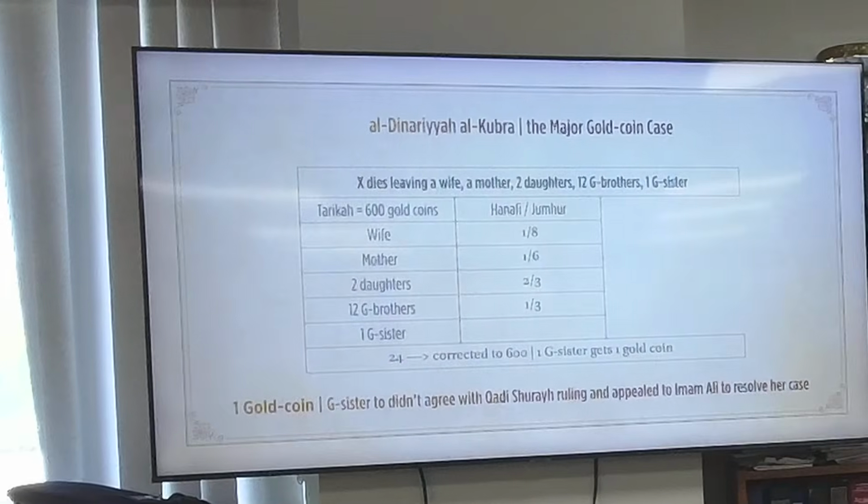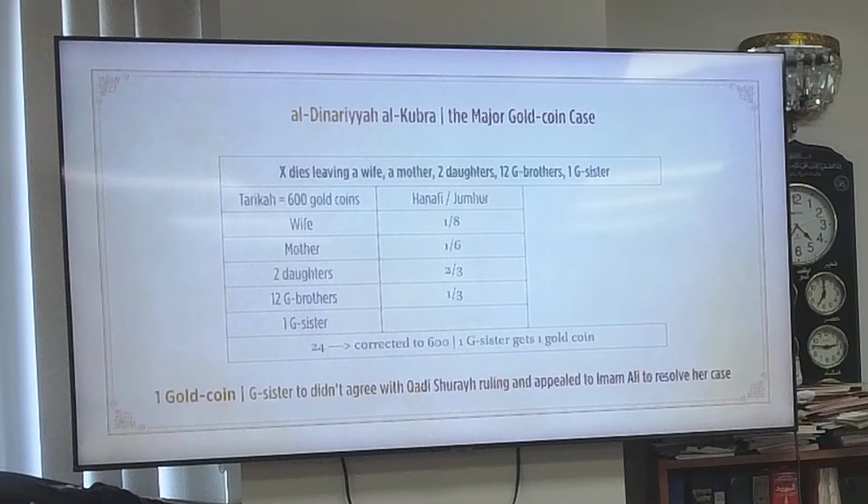So that's what happened actually. What Shaykh Shuraih did, he gave the wife 1/8, gave the mother 1/6, gave the 2 daughters 2/3, and gave the 12 full brothers 1/3. After correction, the wife gets 75, which is 1/8. The mother gets 100, which is 1/6. The 2 daughters get 400, which is 2/3. The 12 full brothers only got 24, or 1/3. Because there's tasheeh and there's correction, the denominator of 24 gets corrected to 600, and the full sister gets 1 gold coin.